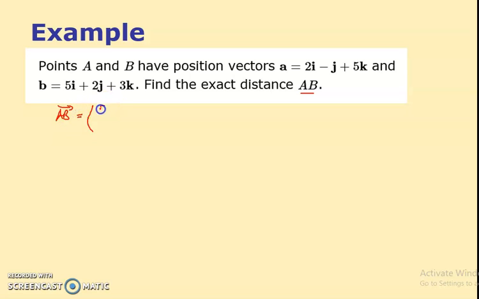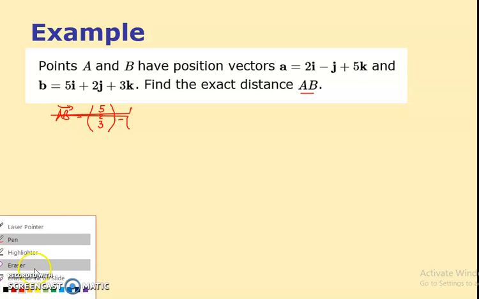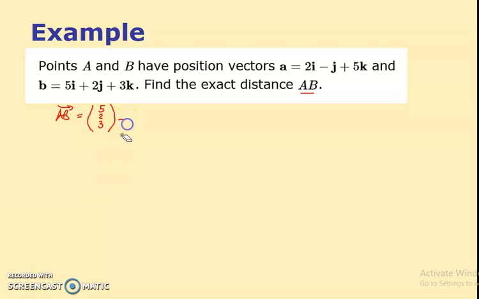So I'm going to do 5, 2, 3 minus. Ooh, I keep on getting that recently. I think I might need to buy a new pen. But who knows? Minus 2, minus 1, 5.